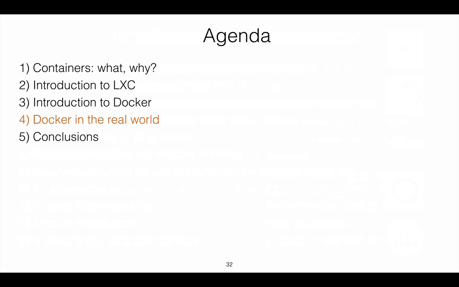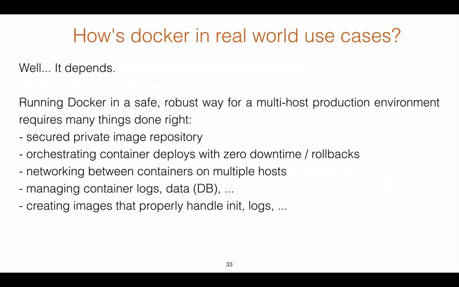Now, how does Docker operate in the real world? Well, it depends. If you want to run Docker in a safe and robust way, then you need to have a few things done right. You need to have a secured private image repository. You need to already have orchestration enabled with zero downtime rollbacks. You should have sorted out how networking works between containers on multiple hosts. You need to manage logs, data, etc. You need to create images that properly handle init and logs, etc. So you can't just start using containers for a real-world use case right away. You need to just make sure that you are ready for it.